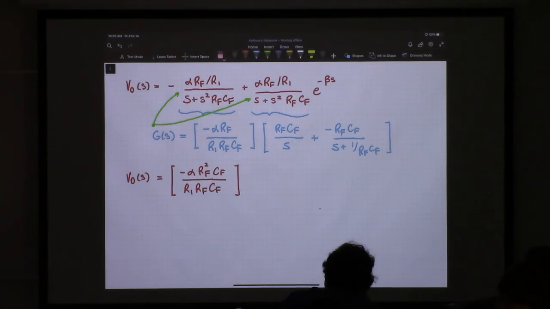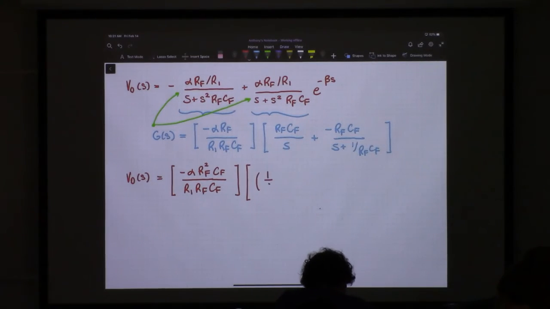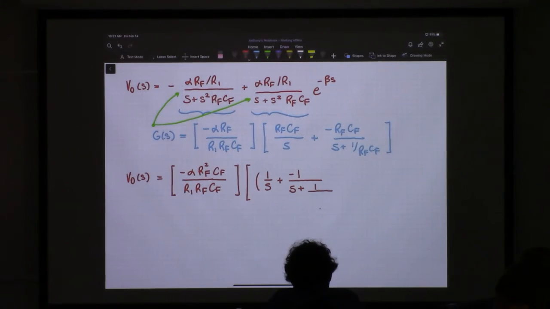And so after we do that, then what we'll be left with is all ones in the numerators. So we'll have 1 over S plus a negative 1, because remember this is negative 1 RFCF. Negative 1 over S plus, and this is going to be 1 over RFCF.